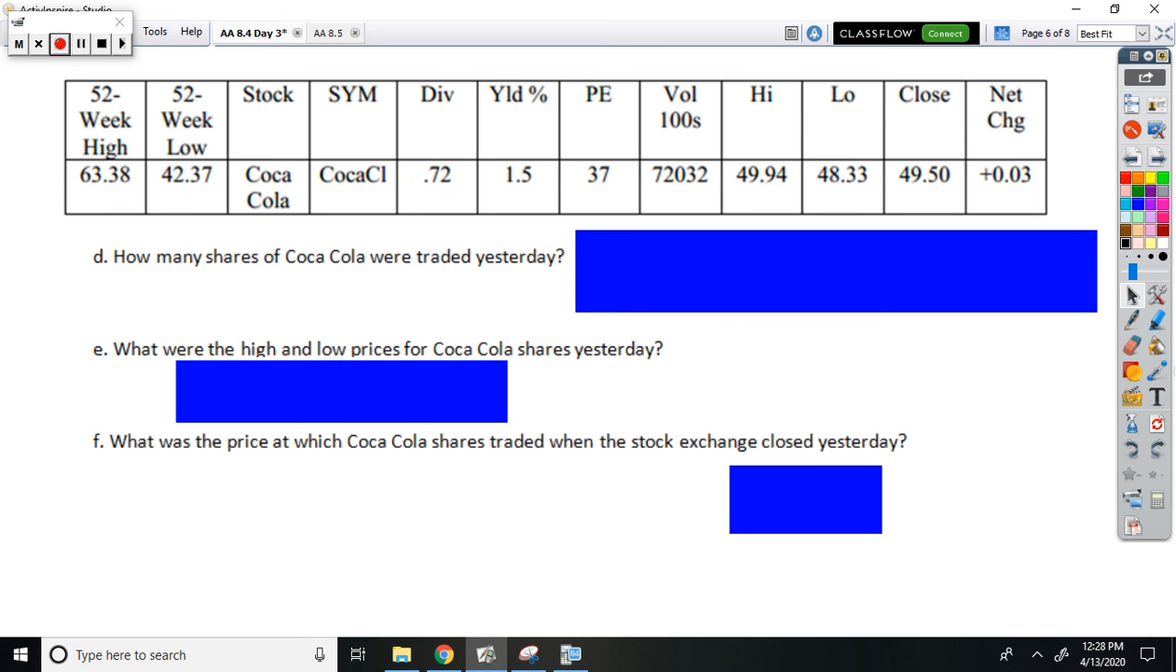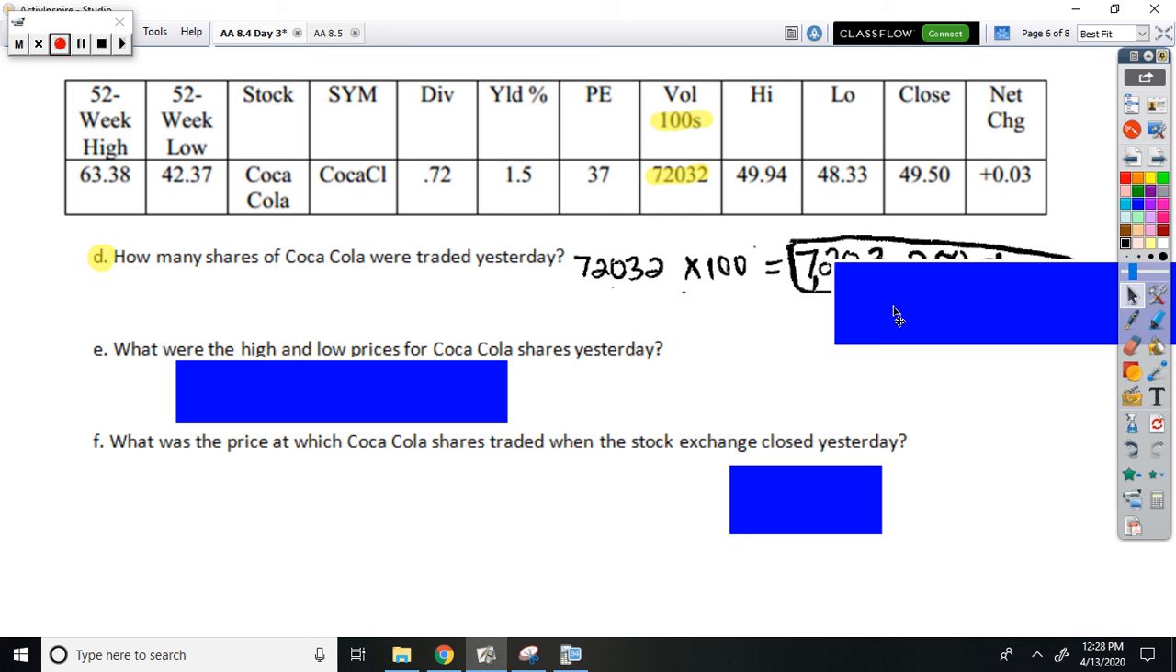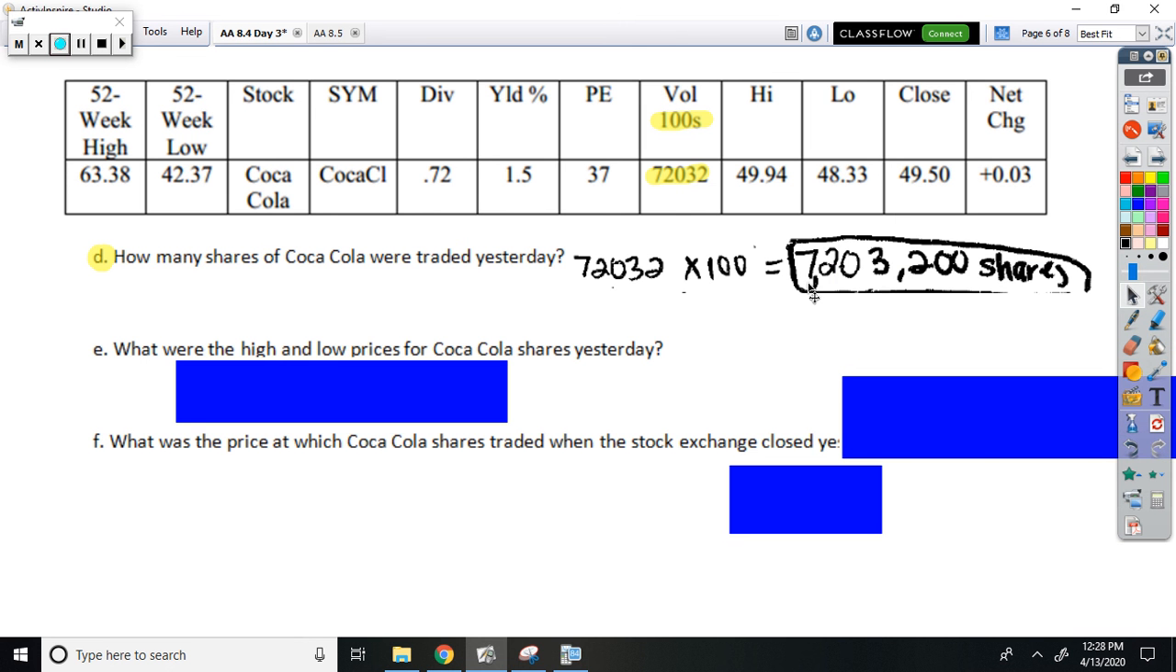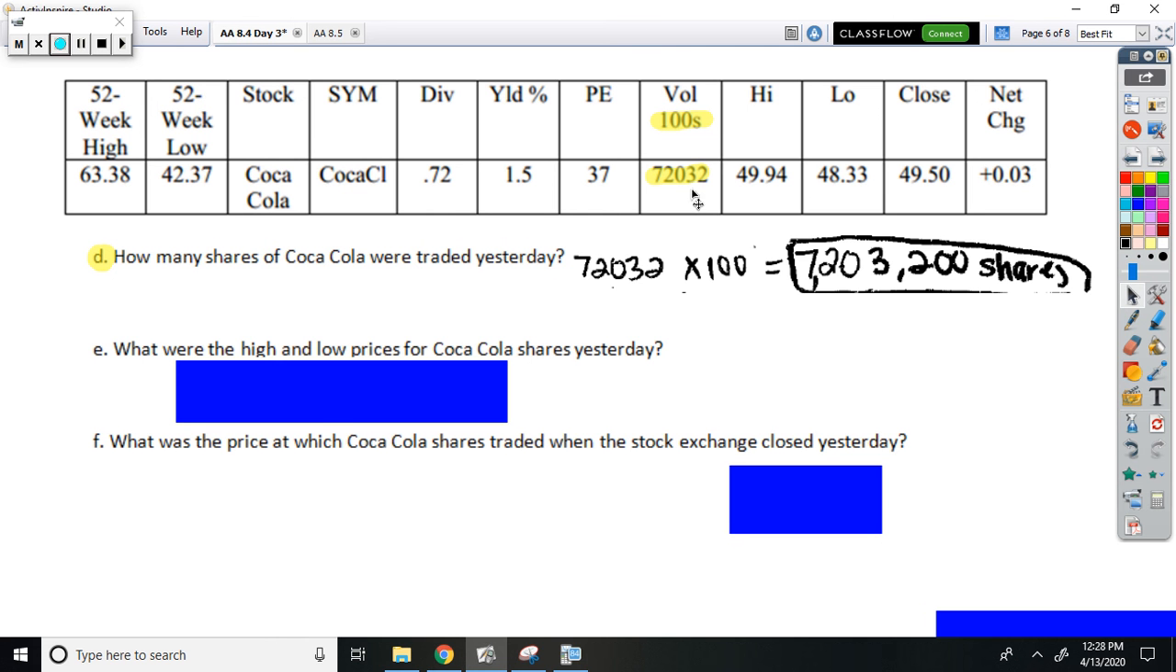How many shares of Coca-Cola were traded yesterday? Again, this is one I'll see you guys get wrong in the mini quiz. How many shares were sold is this, but it is volume of 100s. So you need to take that number and multiply it by 100. A lot of you will forget to do that. We should get 7,203,200 shares. So just make sure you multiply that by 100. That's why it says volume 100s.